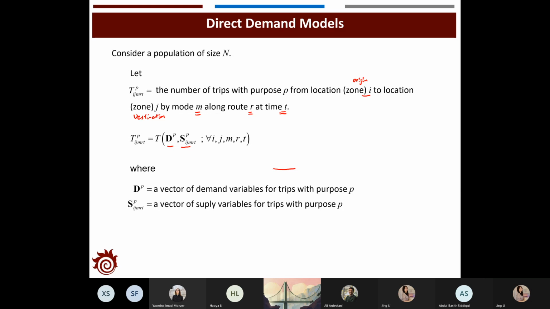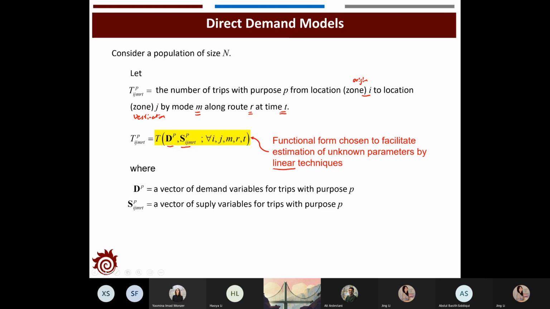So basically, for the direct demand model, usually we're going to apply some linear format of equations to show the relationship between demand variables and supply variables with respect to the trips that you're going to estimate.